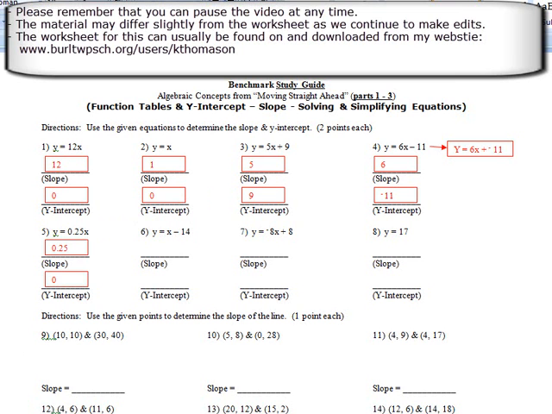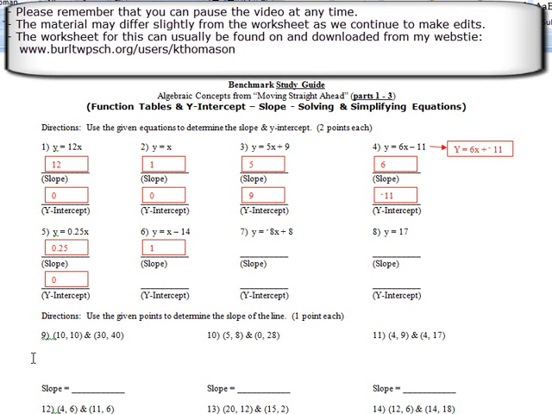For number 6, y equals x minus 14. Again, the slope is the number that's being multiplied against the x, or the number that's before the x. Now here, when you have x by itself, or any letter for that matter, it's always assumed that it's being multiplied by 1. So the slope for this problem would be 1.